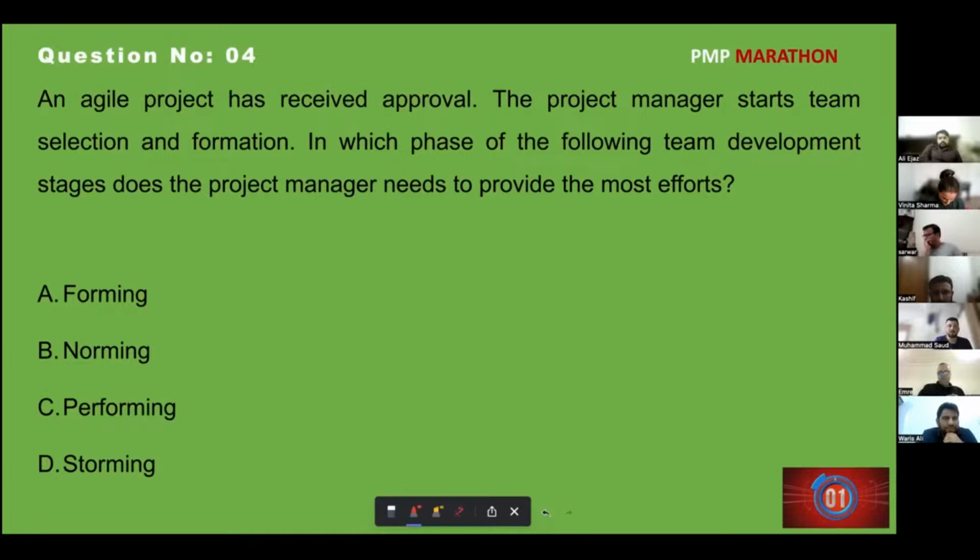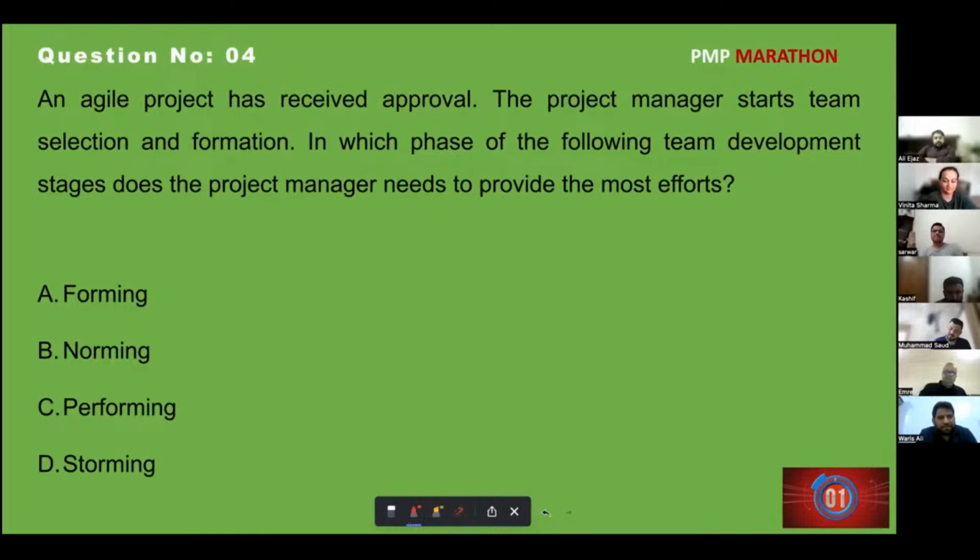Here, sir, in this question, if we use the keyword and elimination technique, the project manager starts team selection and formation. No. Okay, the question she has read. Just tell me what happens in storming. Storming, sir, is called emotional intelligence. No, that's what Adnan wrote as brainstorming. You read it immediately from there. You tell me your line. No, that's a different thing.